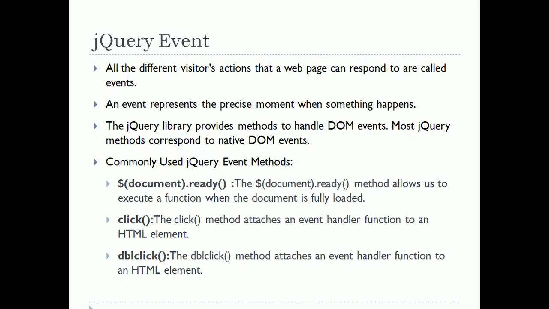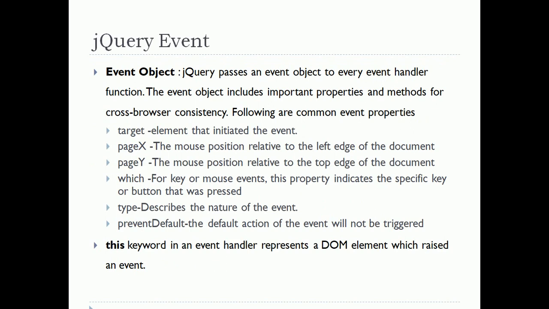So let us see the commonly used jQuery event methods. The first one we use frequently is document.ready. It is also an event, but it is represented in the form of a method, and it allows us to execute a function when the document is fully loaded. Similarly, the click method attaches an event handler to an HTML element, and the double click also works in the same way.